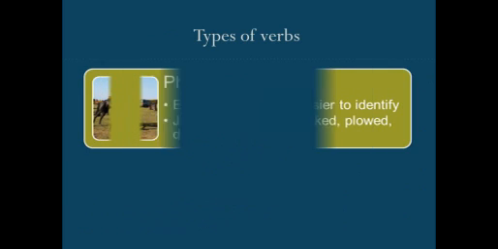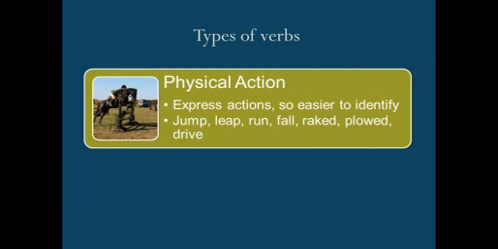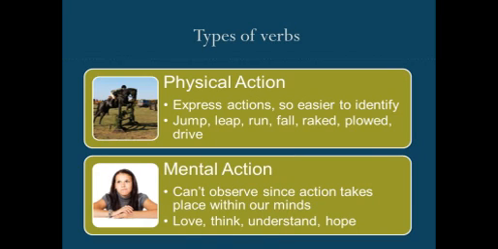Like most other parts of speech, verbs can be categorized in different ways. Here are the two main ways that this is done, and this is going to be similar to the definition of verbs too. Verbs that show physical action. These are verbs that are easier to identify since you can actually see what's happening. You can see jumping, you can see leaping, you can see running, falling, you can see leaves being raked, you can see snow being plowed. So that expresses a physical action. Verbs are also going to show mental action. Since these actions take place within our minds, we can't physically observe it. So these would be verbs like love, think, understand, and hope.